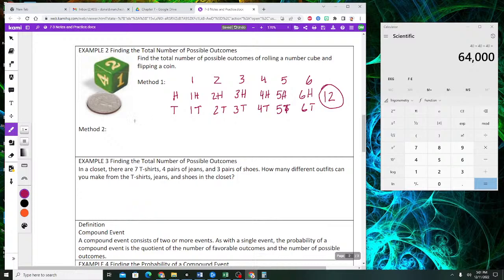Or we could have cut to the chase a whole lot faster. There's 6 outcomes on a number cube. There's 2 outcomes on a coin. 6 times 2 is 12.